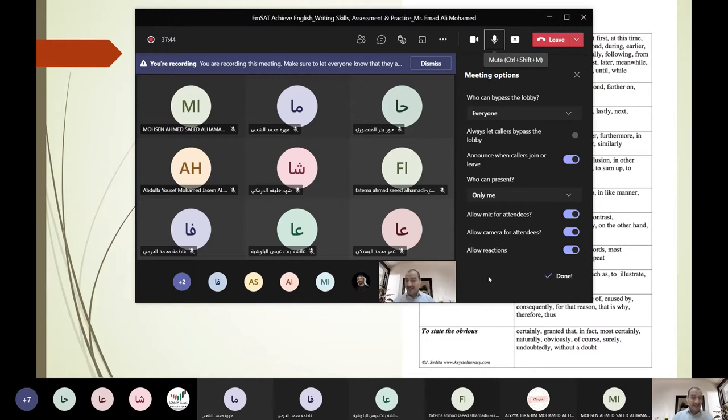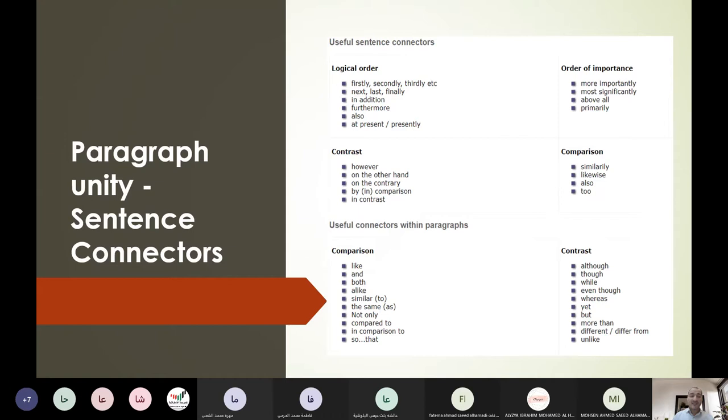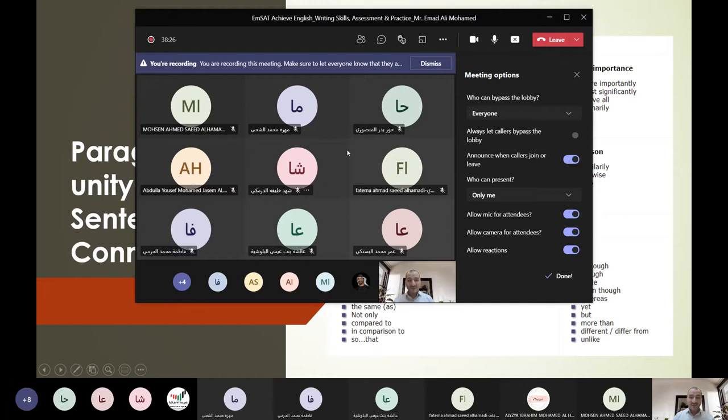Okay, paragraph unity or sentence connectors. If you want to use sentence connectors, to have logical order, you use words like this: firstly, secondly, thirdly, next, last, finally, in addition. Many of you make a mistake using the word finally, for example. This is an adverb. We use it to put a logical order, a sequence of the points. So you start with firstly, or first of all, secondly, thirdly, and when you get to the final point, you say finally, okay? Or last.